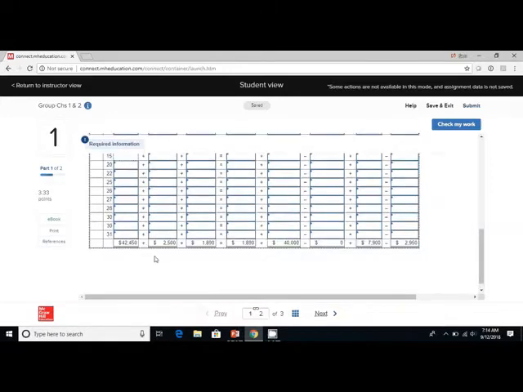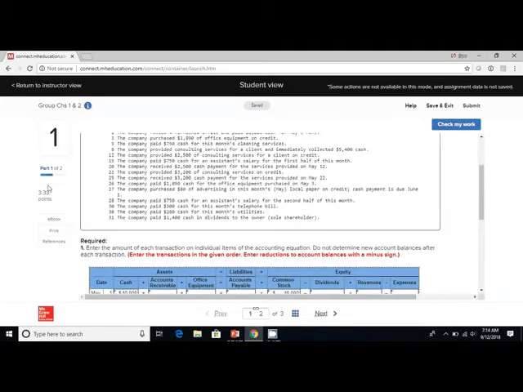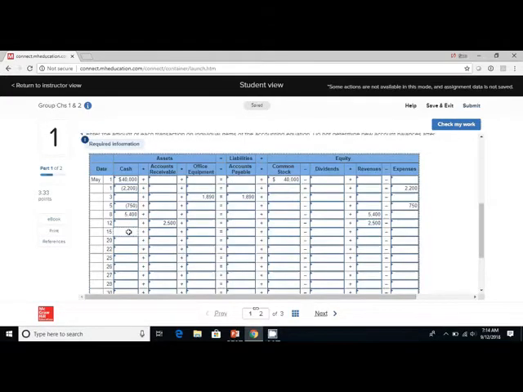Still looking good for the accounting equation. I'm sure that if I add this up and then add all of this up, we're going to be equal at the bottom. Hope so, otherwise I'm doing something wrong. And then on the 15th, the company paid $750 cash for an assistant's salary for the first half of this month. Okay, follow the money, minus $750.